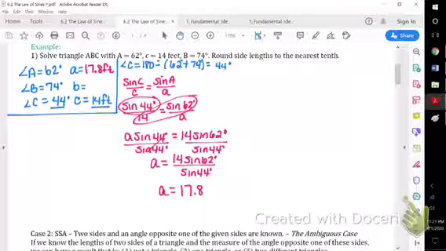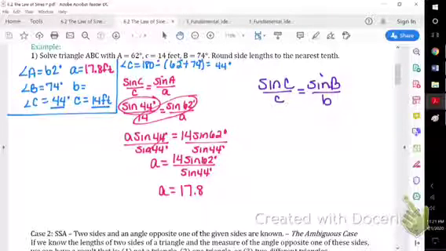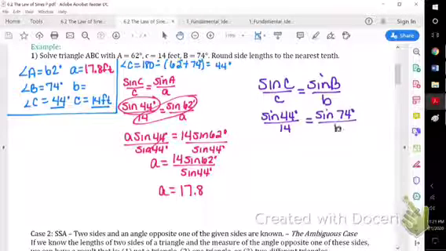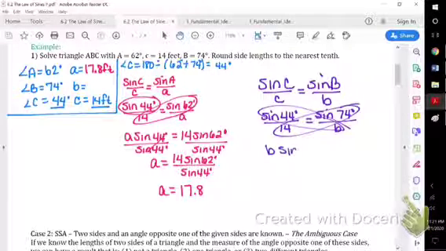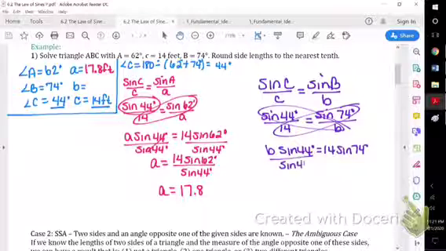So if I use my rounded value and then I round, I'm going to be off a little bit more. So I'm going to go ahead and do sine of angle C over side C, and I know that's going to be equal to sine of angle B over side B. So let's plug in what we know. Angle C is 44 degrees, side C is 14. Angle B is 74 degrees, and we're looking for side B. And so once again, we're going to cross multiply and divide. So divide by that sine of 44 degrees.